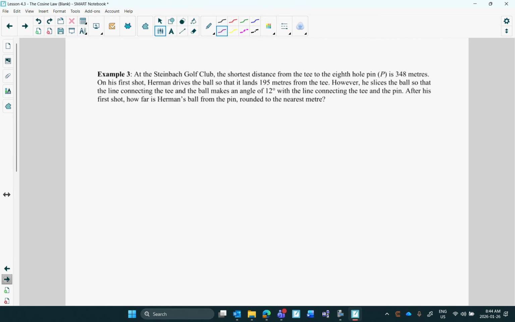So the last example. Word problems using sine law and cosine law. This one's obviously going to use cosine law. This one's a little challenging because you don't have a diagram with it, but normally you will get a diagram with it. So we're going to have to figure out what the diagram looks like first. So at the Steinbach Golf Club, the shortest distance from the tee to the 8-hole pin is 348 meters.